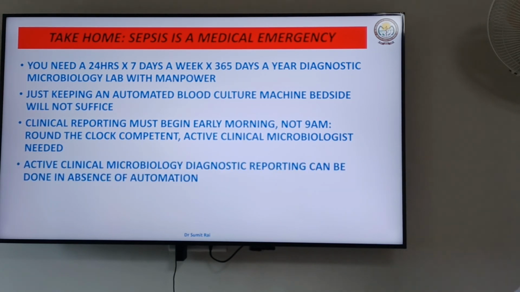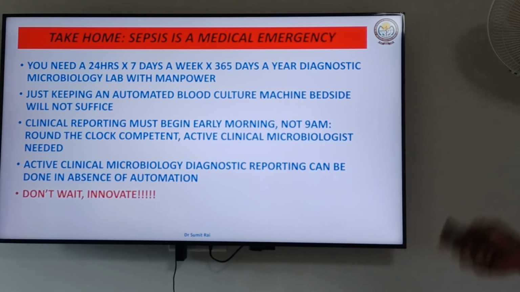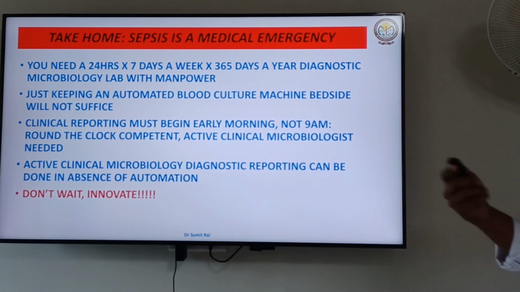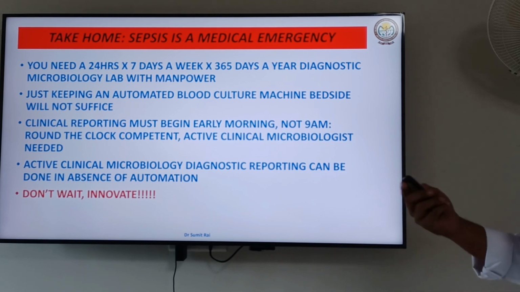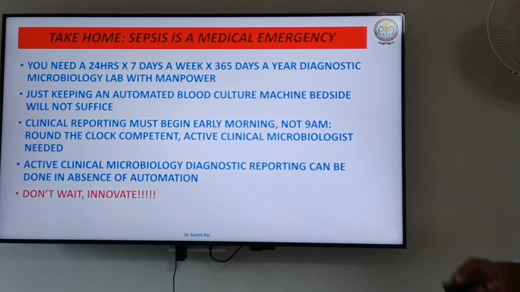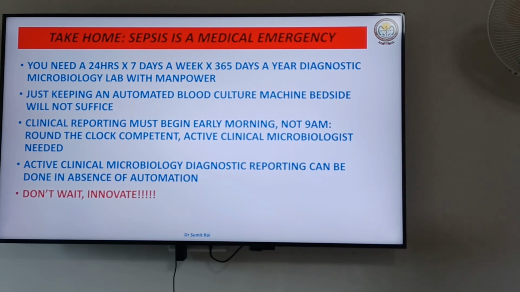So you need an active clinical microbiologist, and this can be done in the absence of automation. Even if you don't have automation, you can still go in for active antimicrobial stewardship, like I mentioned in the previous example of manual samples. So do not wait, please innovate. Try to incorporate all the principles and practices of clinical microbiology that we have practiced during our MD program and in the MD teaching, and try to decrease the turnaround time of such cases.